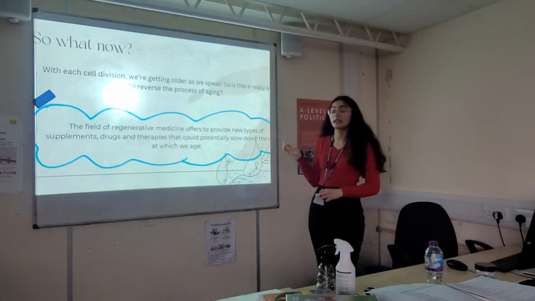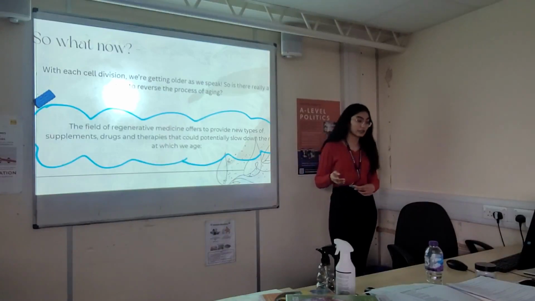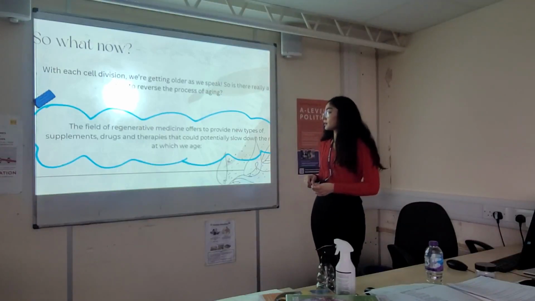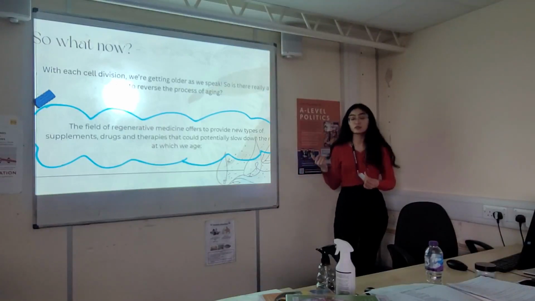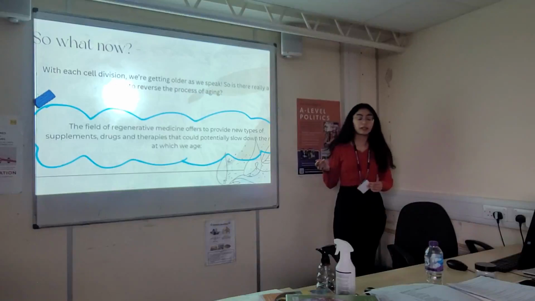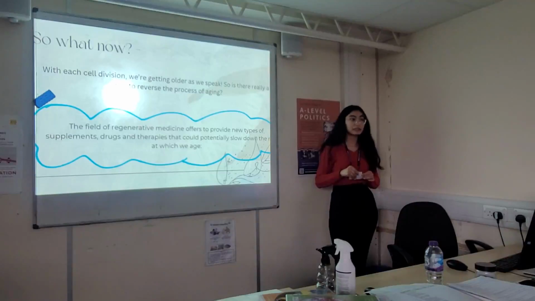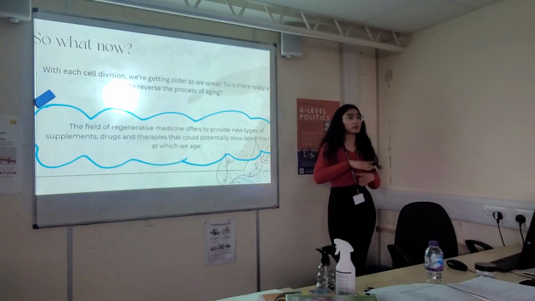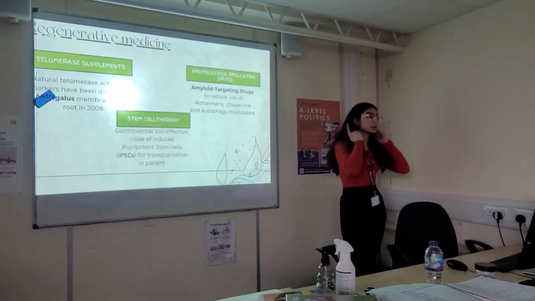With each cell division, we are getting older as we speak. Right now in our bodies, as we're sitting here, our somatic cells are constantly dividing. So is there really a way to reverse aging? Is it really possible? The field of regenerative medicine offers to provide new types of supplements, drugs, and therapies that could potentially slow down the rate at which we age. There's nothing right now that can completely stop it, but you can very much slow it down. The simple ones would be our lifestyle, the way we eat, drink, how much we go outside. But the more complex ones I want to discuss in the next slide.